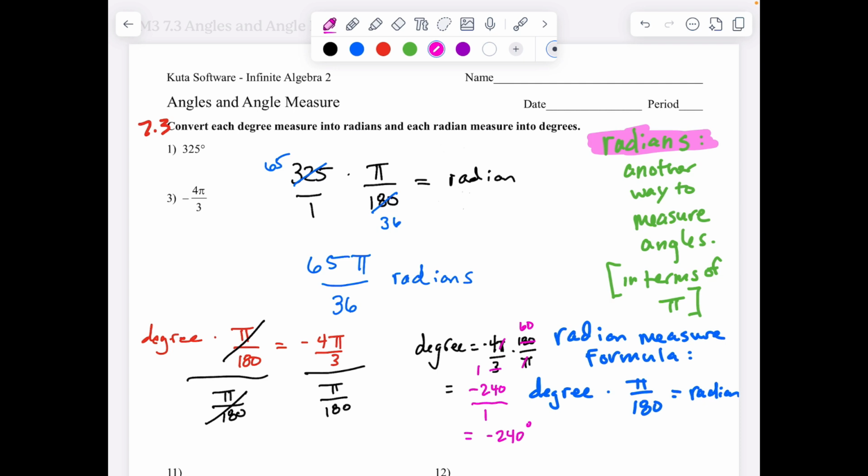But because it's a circle and it has that revolution and that repetition, we actually no longer have a smallest and largest angle measure. So angles can be as big or as small as you want, really positive or really negative. So there are no more limitations on what an angle measure can be. We're no longer between 0 and 180.